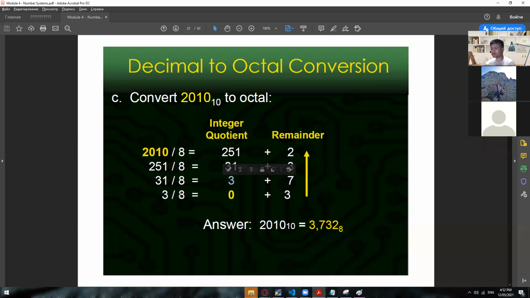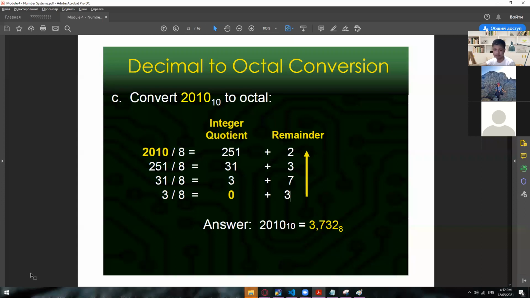So here, 3 divided by 8 cannot be done, so just put here 0, and whatever is the final value in the integer quotient will serve as your final remainder. Since this one is already 0, you can now read the remainder from bottom to top, which is 3732.